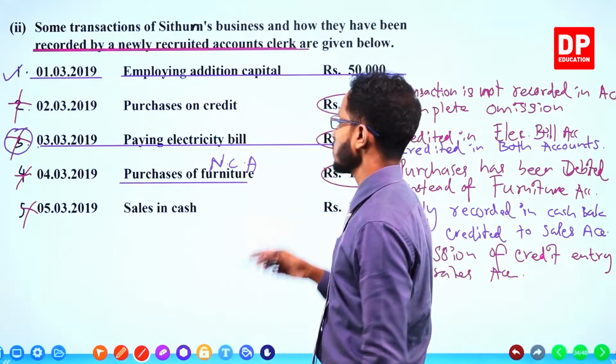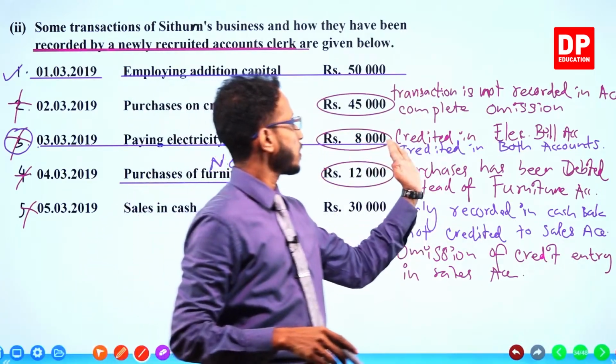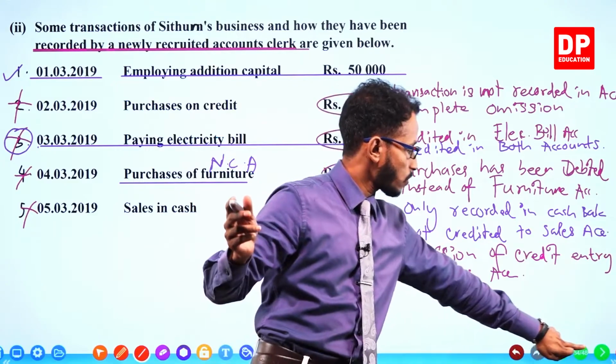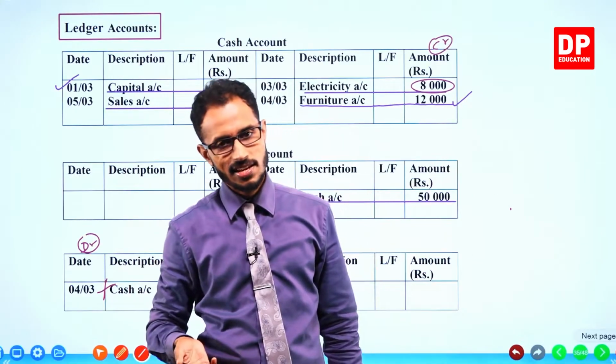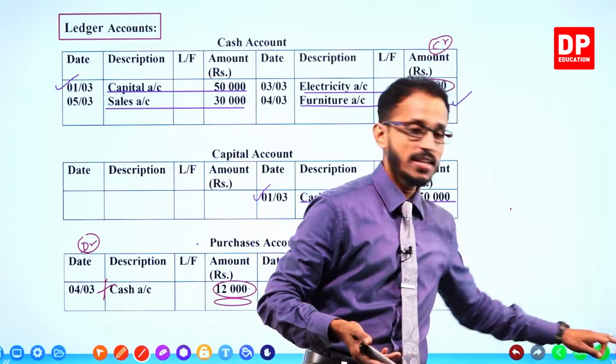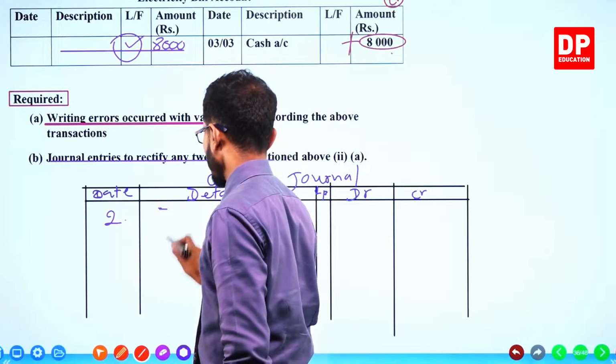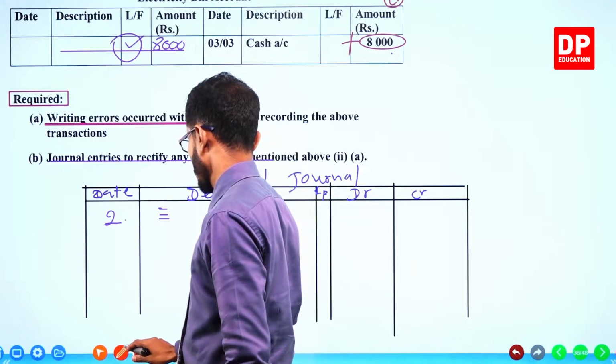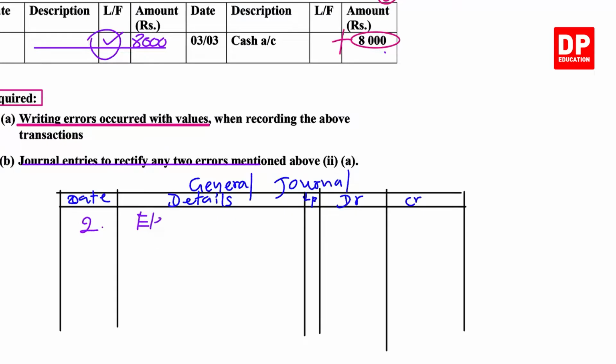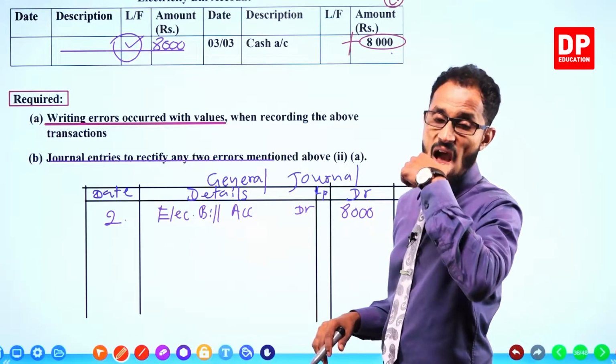Paying electricity bill 8,000. Error is, it is credited in the electricity bill account. How to correct the error? You have to debit it in the electricity bill account. So electricity bill account debited 8,000. Now is that correct?